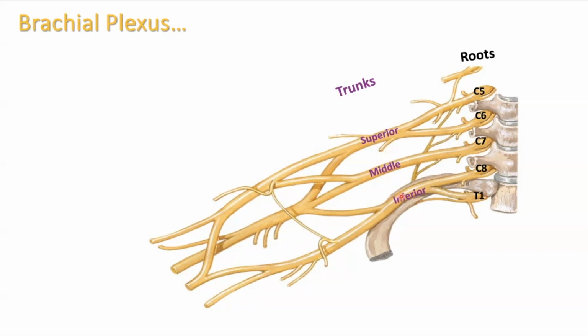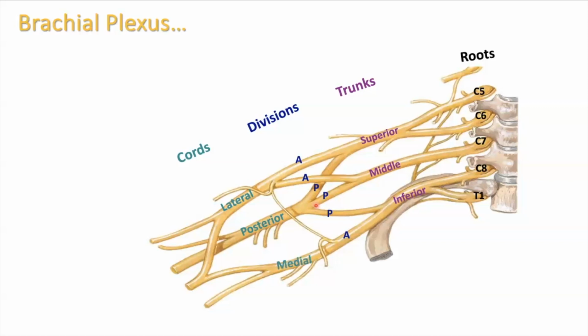Again, each trunk will give anterior and posterior divisions. So superior trunk gives anterior and posterior divisions. Middle also gives anterior and posterior divisions. And inferior also gives anterior and posterior divisions. Again, the divisions join to form cords. The anterior divisions from superior and middle trunk join to form the lateral cord. All the posterior divisions join and form the posterior cord. And the remaining anterior division of the inferior trunk forms the medial cord.